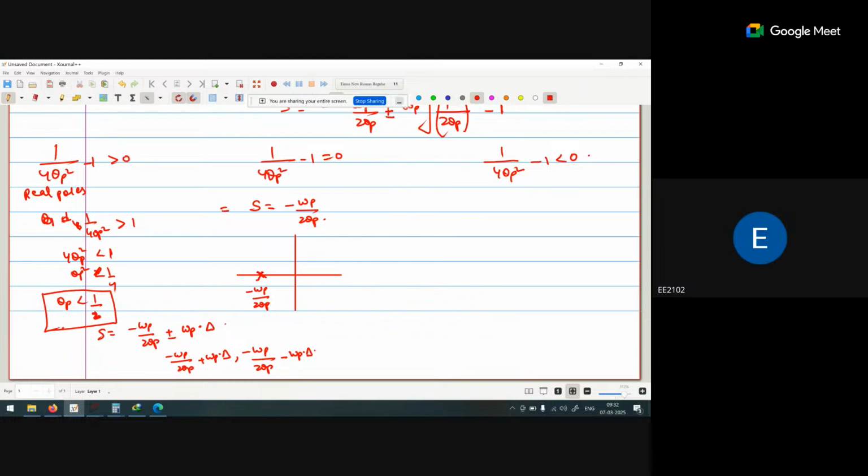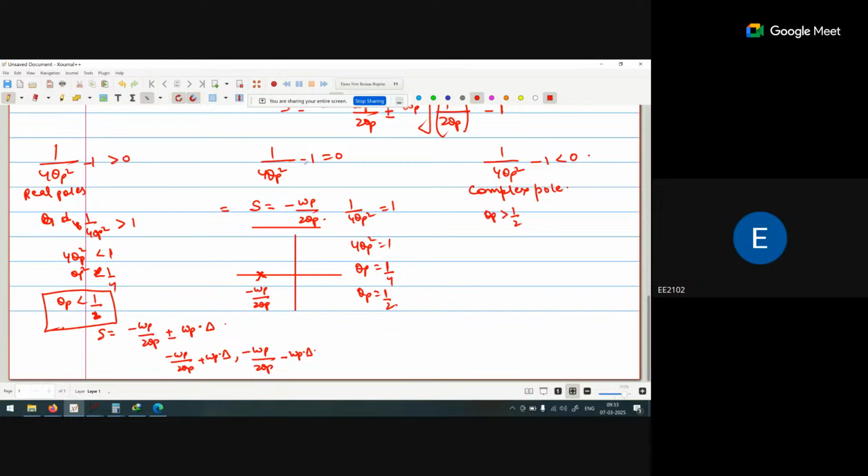Now if it is equal to 0, we know that two poles are available. And what is the value of qp? 1 upon 4 qp square is equal to 1, 4 qp square is 1, qp square is 1 by 4, that means qp is equal to 1 by 2. And when it is less than 0, there are two complex poles. The value of qp is greater than 1 by 2.